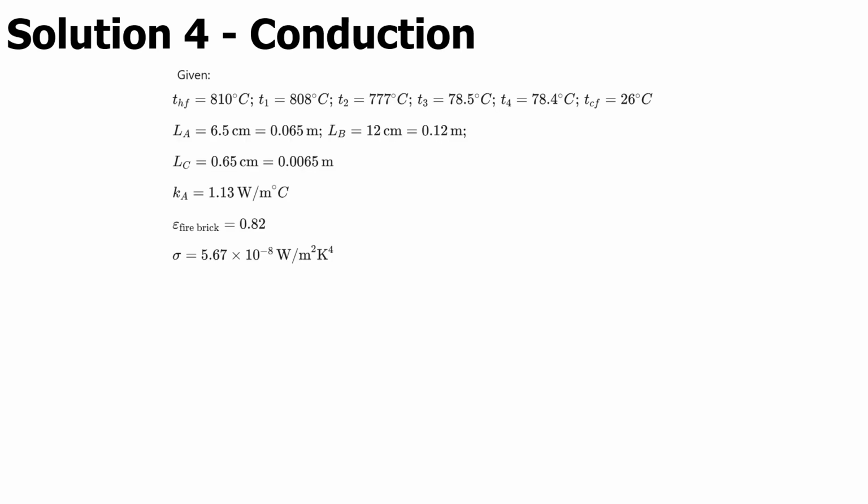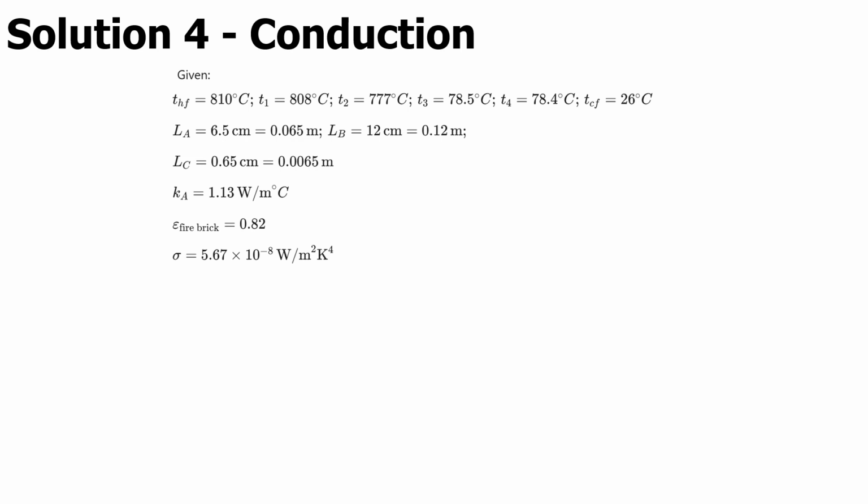Let's start by listing all the given parameters for our solution. We have the hot fluid temperature, THF at 810 degrees Celsius, the interface temperatures as earlier indicated, the thicknesses of the layers. LA for fire brick is 6.5 centimeters, LB block insulation 12 centimeters, LC steel casting is 0.65 centimeters. The thermal conductivity for the fire brick, Ka, is 1.13 watts per meter degree Celsius, and emissivity of the fire brick is 0.82. Finally, the Stefan-Boltzmann constant, sigma, is 5.67 times 10 to the power minus 8 watt per square meter Kelvin raised to the 4th power.